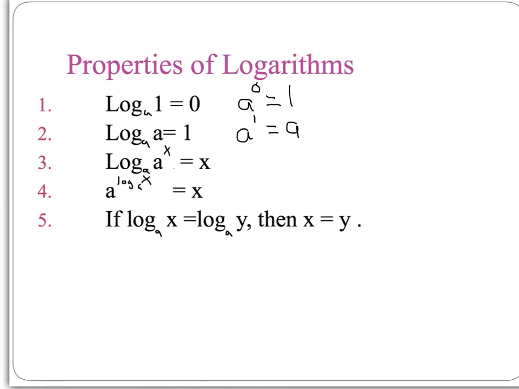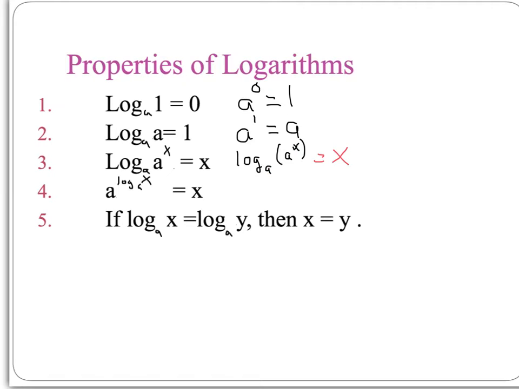Properties 3 and 4 use the inverse idea. We're basically composing inverse functions, and we know what happens when we compose inverse functions. We end up with what we started with. So in property 3, I'm composing the log of a to the x. See how the bases are indeed the same here and here? Therefore, they're inverse functions. This is the exponential, this is the logarithmic. They're going to undo each other, and we will be left with just our x.